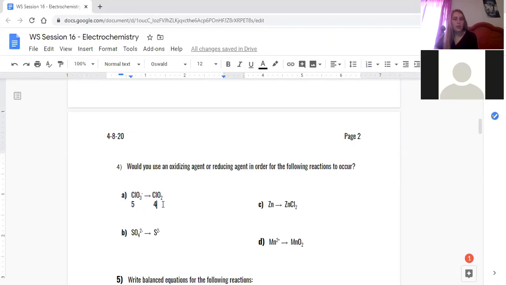So actually, it is an oxidizing agent. So this is being reduced, we can see that. So this is an oxidizing agent, but what it's asking is, would you use an oxidizing or reducing agent for the reaction to occur? So because it is reducing, we would need a reducing agent to make it actually reduce, if that makes any sense, because this is the oxidizing agent. So we know that this needs a reducing agent.